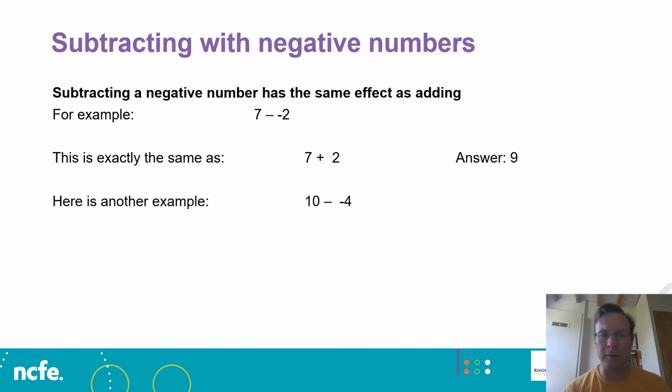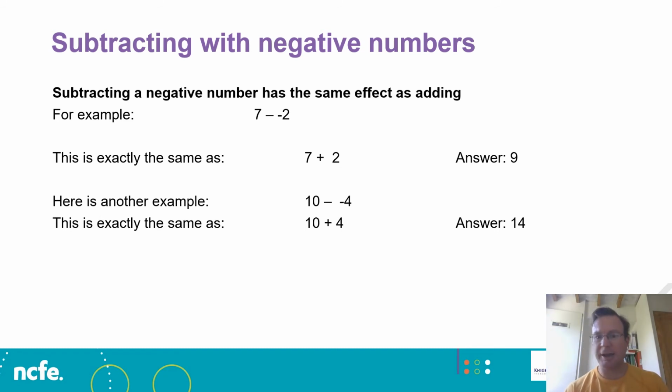Here's another one. 10 minus minus 4. Again, it has the same effect as adding a positive because we're taking away that shift that was going to the left.